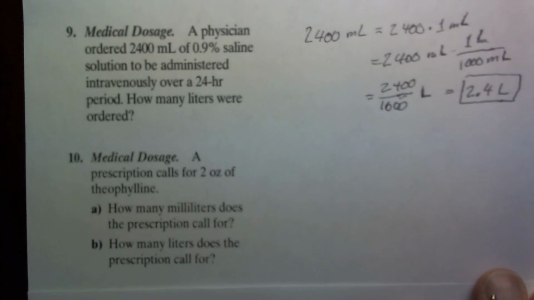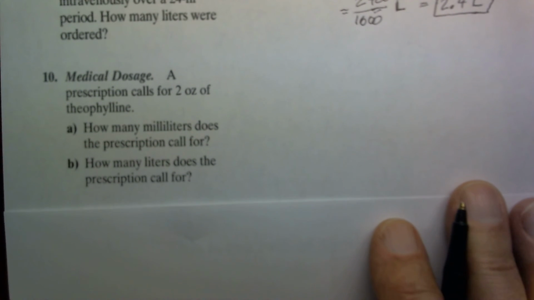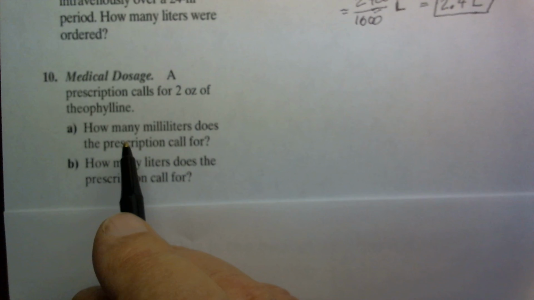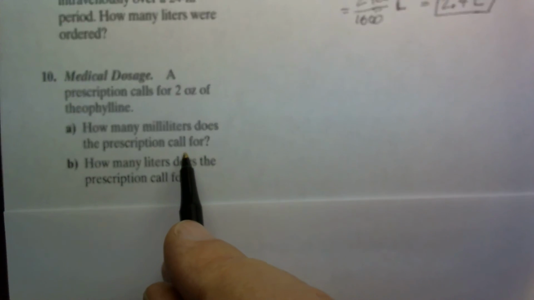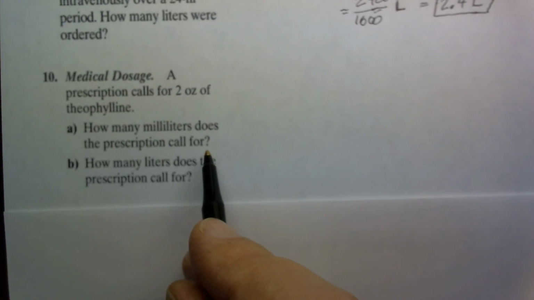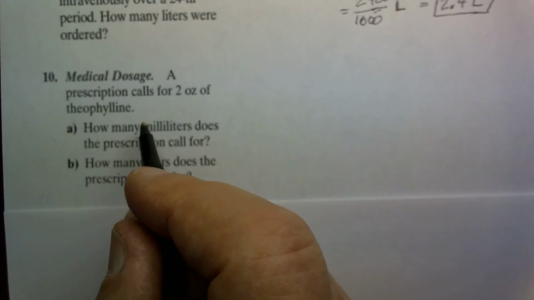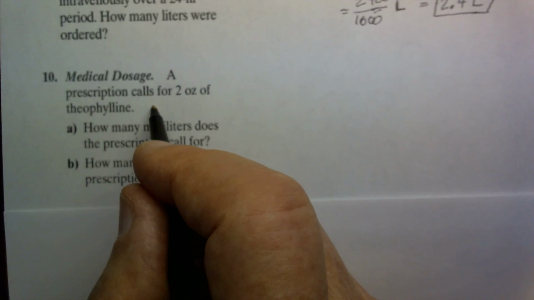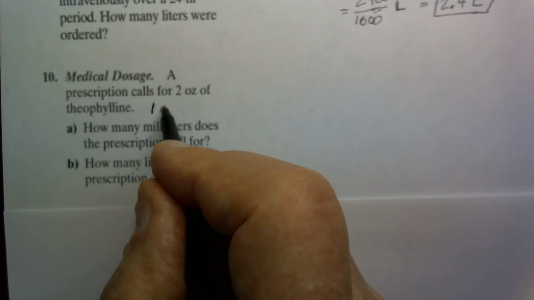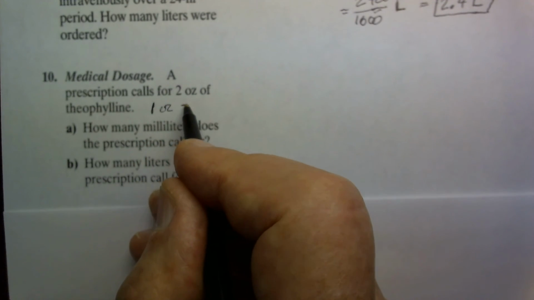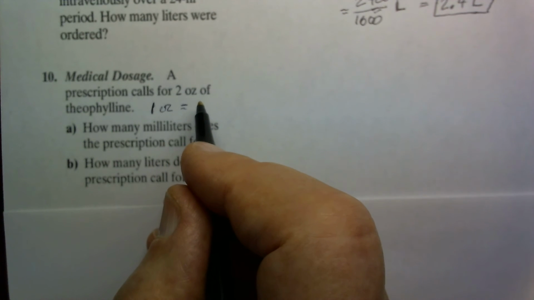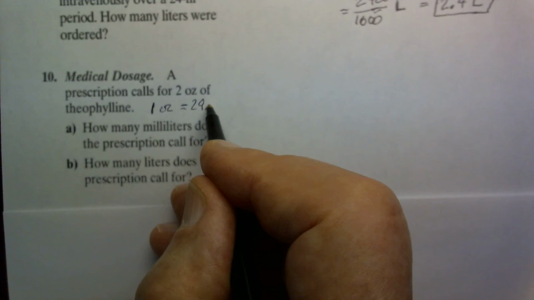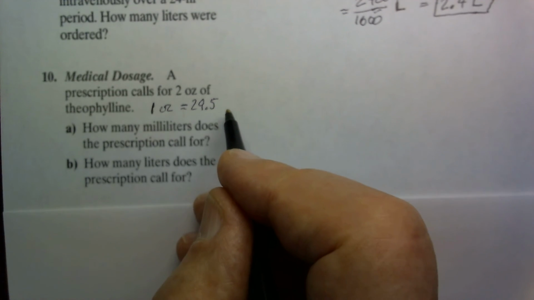For the next exercise, number 10, there's a medical dosage. Your prescription calls for 2 ounces of theophylline. How many milliliters of the prescription is called for? So for the first part, we need to know that 1 fluid ounce is approximately equal to 29.57 milliliters.